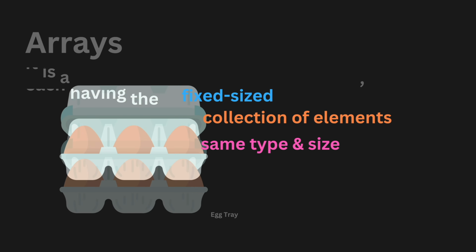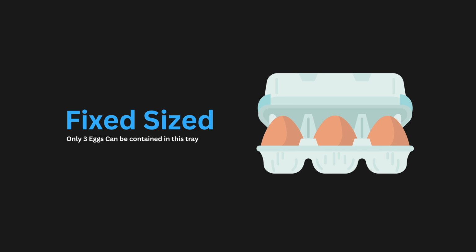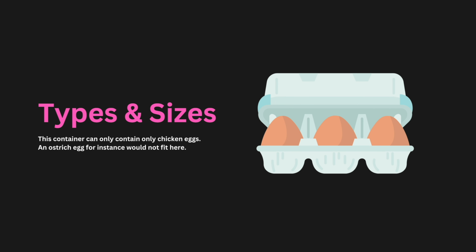This egg tray, like an array, also has a fixed size. It is a collection of elements, and all of these elements are of the same type and size. So, this egg tray has a fixed size as it can contain only 3 eggs at a time. It is a collection of elements, which in our case is eggs. They are all chicken eggs. You cannot fit an ostrich egg in here, right? So, we can conclude that all the eggs need to be of the same type and size.